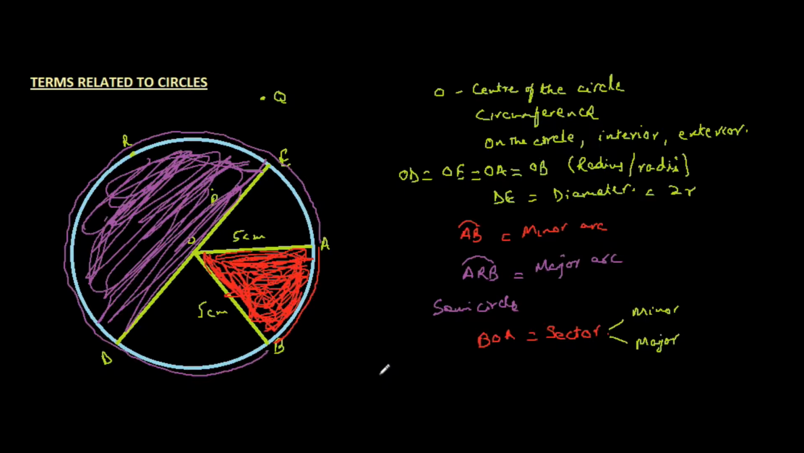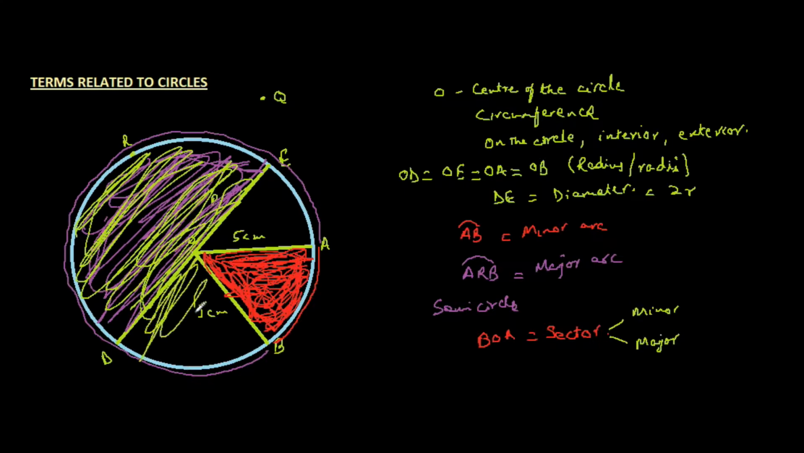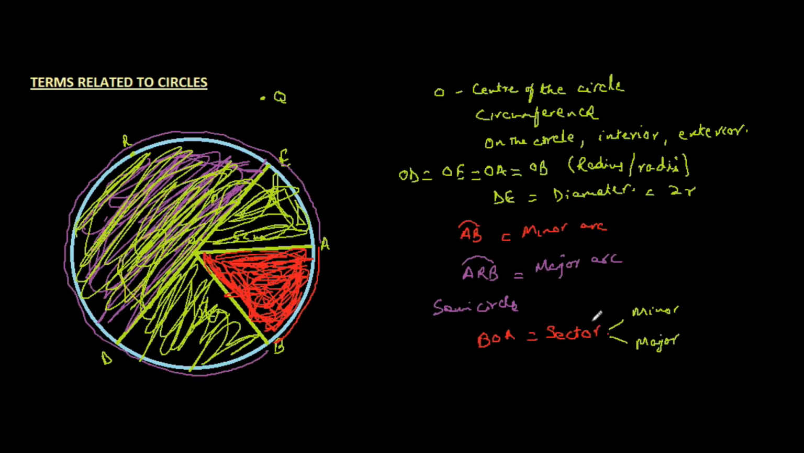And then apart from that, there's a major sector also. So if I color all this portion in green, all this purple portion that is already there, plus all the portion which is not red, basically everything excluding the red, which is colored in green, is the major sector. And that is also written as BOA only. We say major sector BOA.